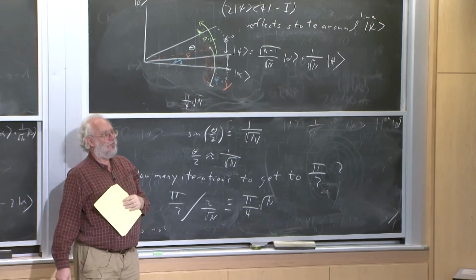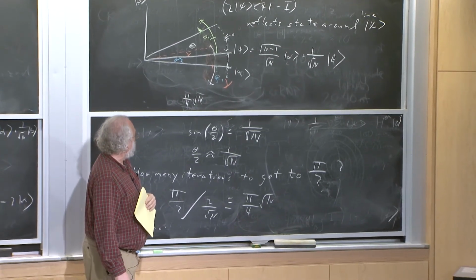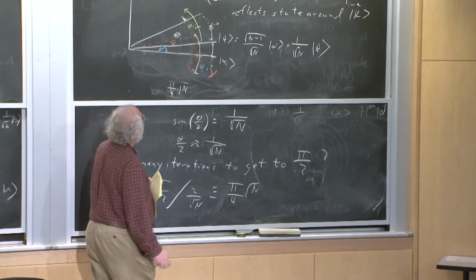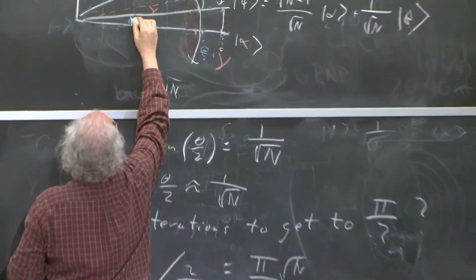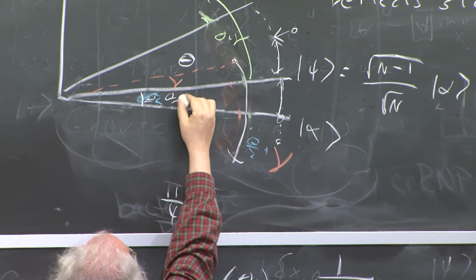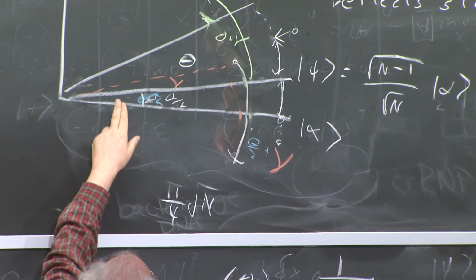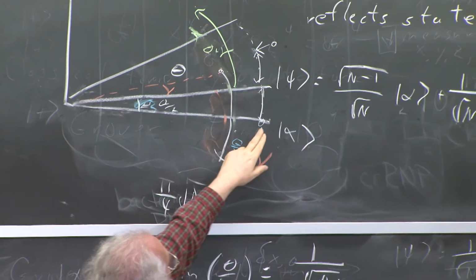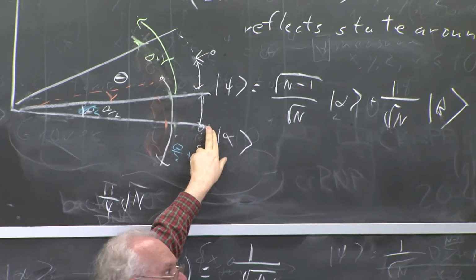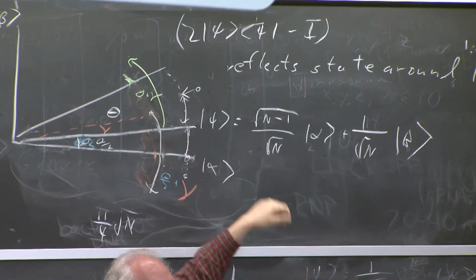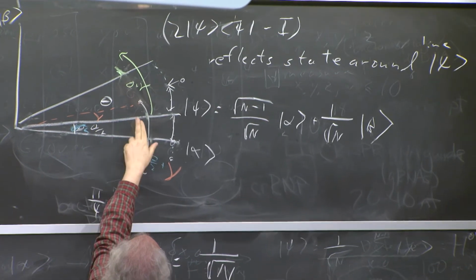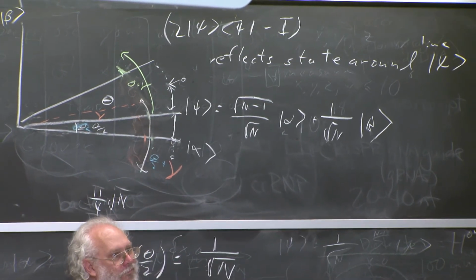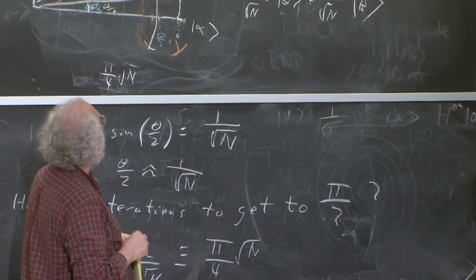Yeah? Can you explain again what theta over 2 means? Theta over 2 is this angle. We're alternately reflecting around the x-axis and this line psi, and it's the angle between the x-axis and the line psi. So what are we reflecting? We're reflecting the line psi?